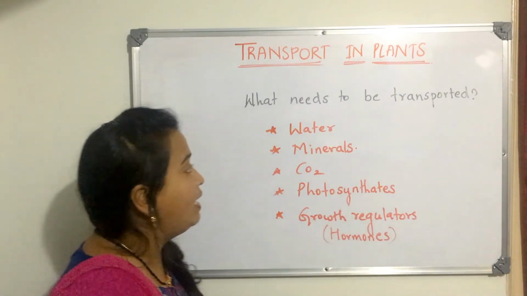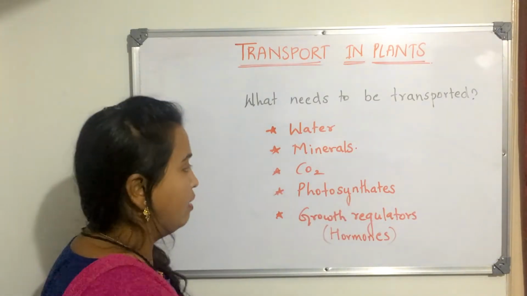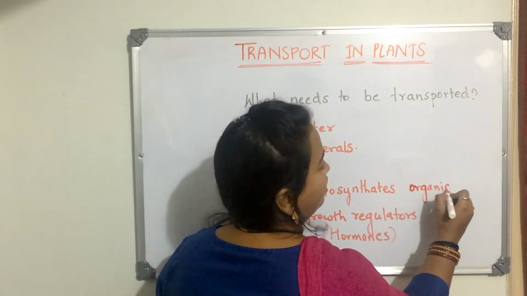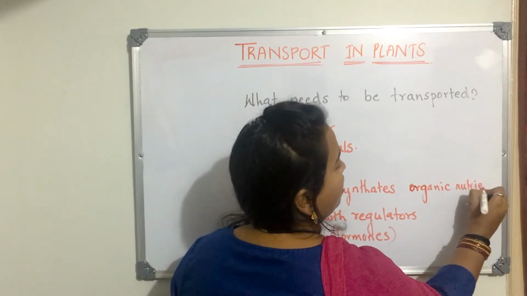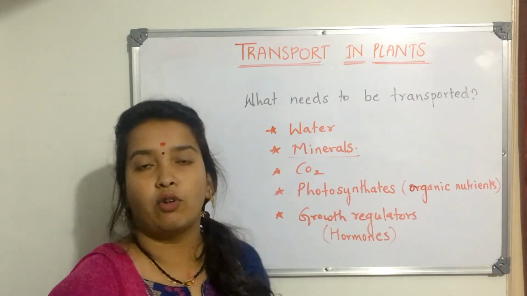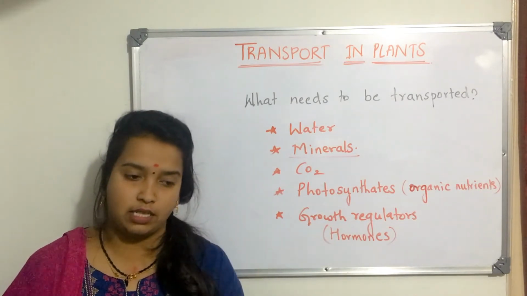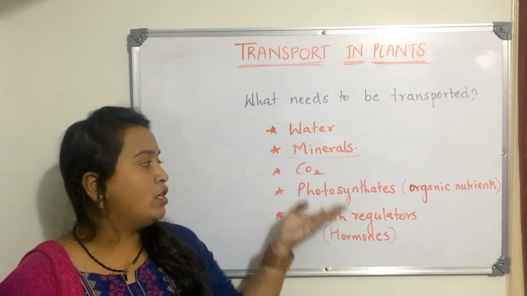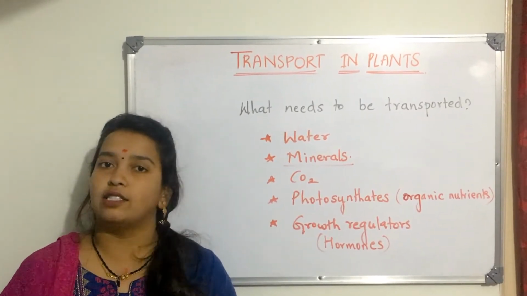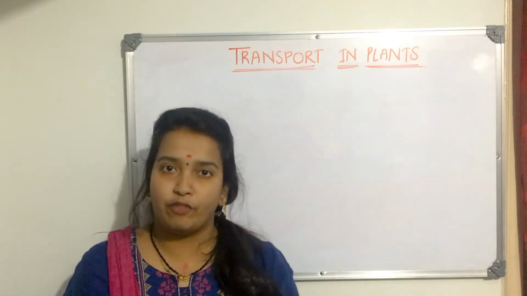So many things are there, and along with this we have some organic nutrients, which come under photosynthates. You can remember these as organic nutrients. These are mineral nutrients, and photosynthates are also called organic nutrients. So these are the things which need to be transported in plants: various gases, various minerals. This is simply what plants require for the sake of photosynthesis. So these things should be transported. Now you have understood what all things have to be transported in plants.